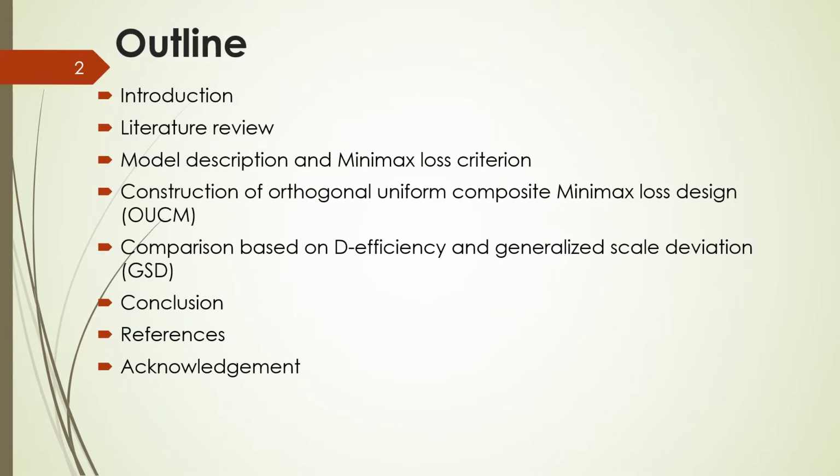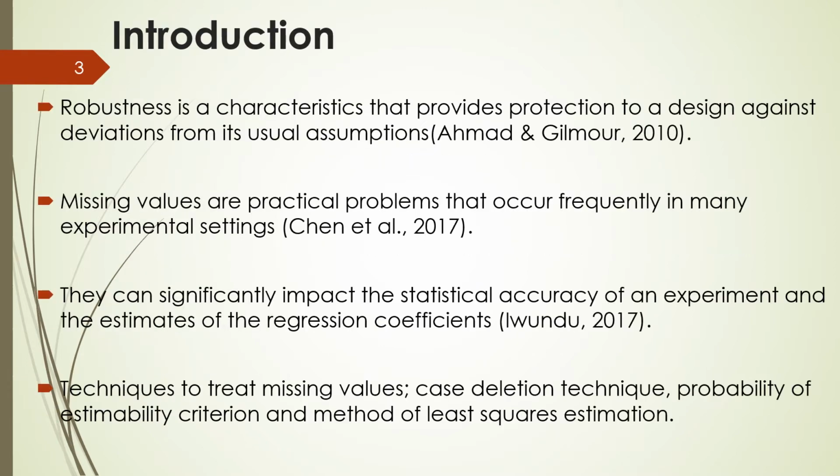The outline is going to run from the introduction right up to the acknowledgement. Introduction. So we'll start by defining what robustness is. Robustness is a characteristic that provides protection to a design against deviations from its usual assumptions so that the design performs well under certain conditions. Now, a design is said to be robust to missing values if that design is constructed under certain criteria and then performs well by other criteria.